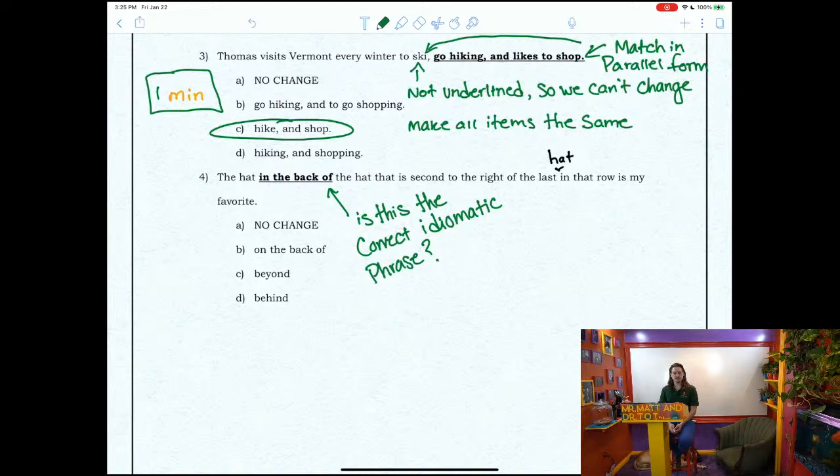If you have any questions, then please let me know. Otherwise, let's look at questions 5 and 6.